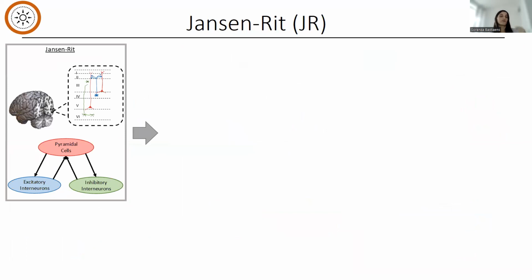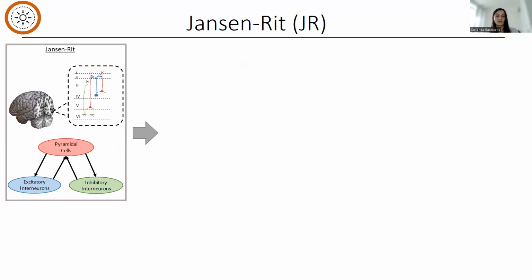The Jansen-Rit model is one of the first neural mass models that was developed to reproduce EEG and alpha activity specifically, and it describes the macroscopic electrophysiological activity within a cortical column. So it represents a patch of the cortex, and it was popularized in 1995, and many future models were derived from it, and it is still widely used.